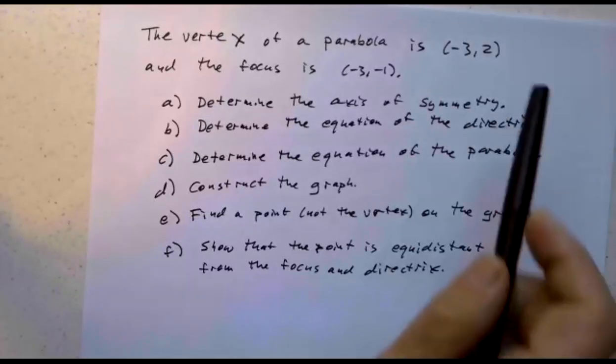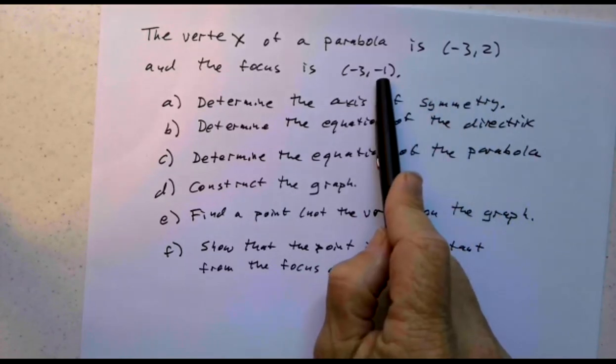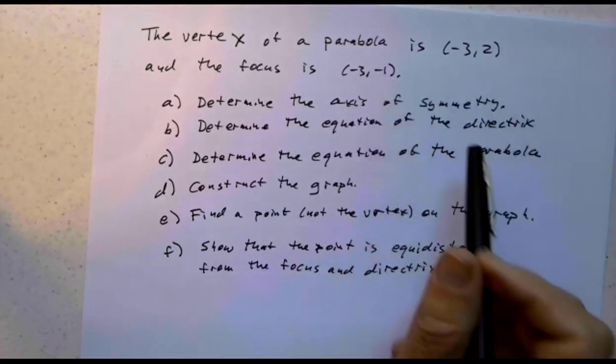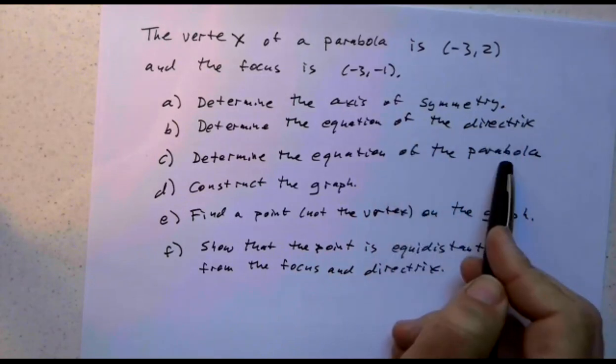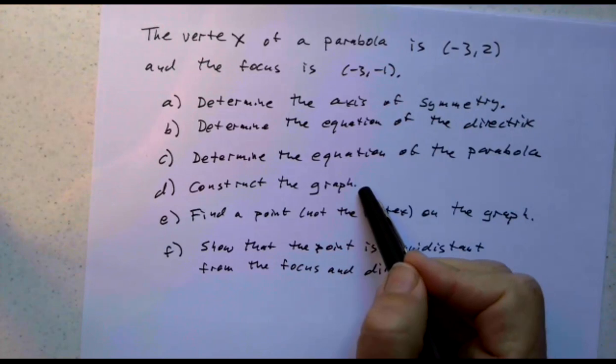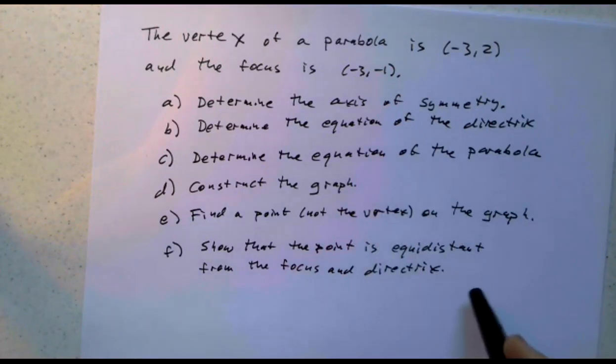This question gives us the vertex of a parabola at (-3, 2) and the focus at (-3, -1), and it's asking a bunch of questions: the axis of symmetry, the directrix, the equation, the graph, find a point on the graph, and then show that the point is equidistant from the focus and the directrix. So let's look at those points. We have (-3, 2) and (-3, -1).